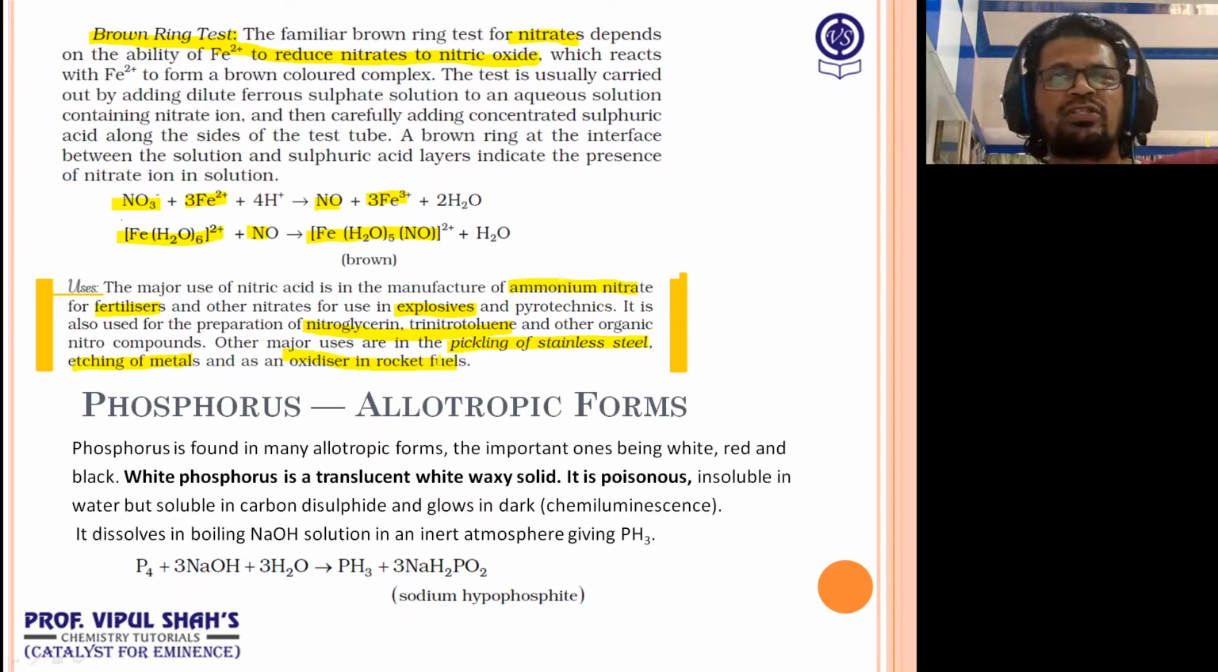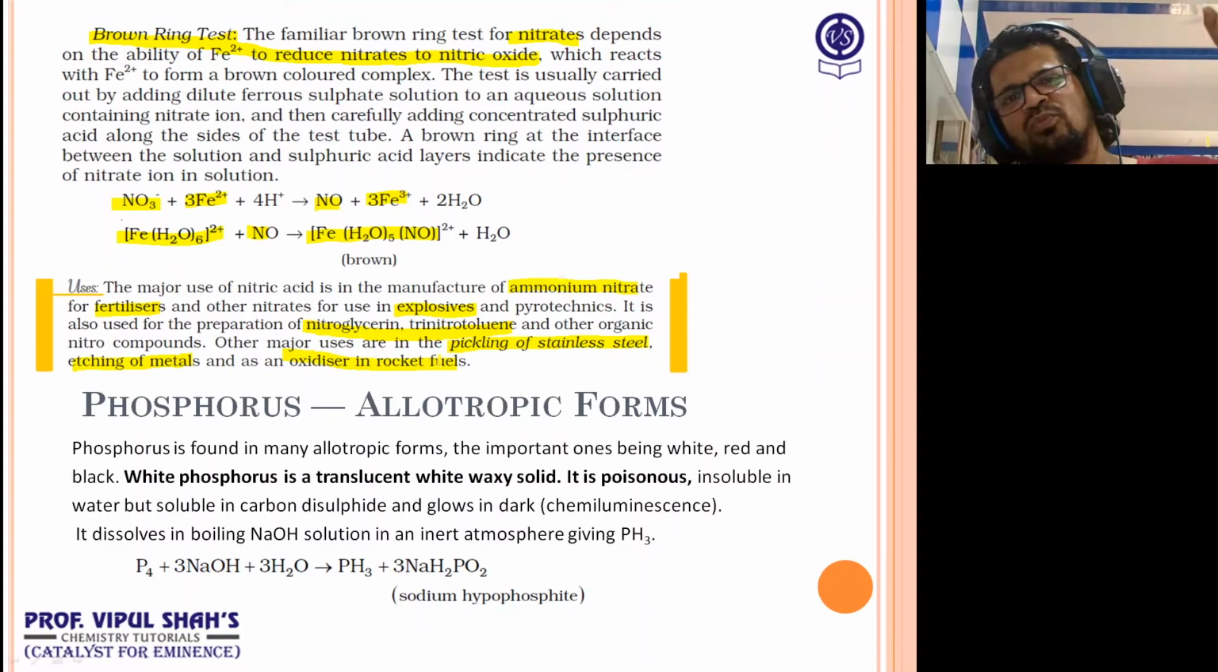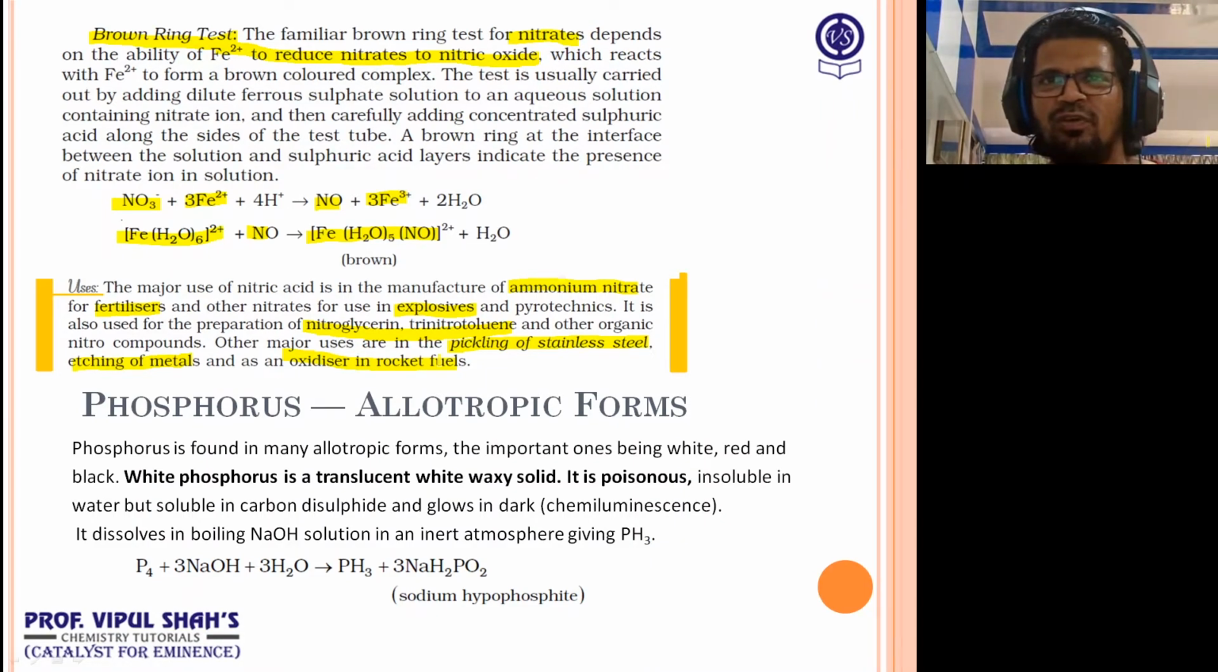We all know phosphorus is just below nitrogen. Nitrogen was atomic number 7, so 7 plus 8 is 15, so that's phosphorus. Now phosphorus is there in many allotropic forms. Allotropy we discussed: same chemical properties but different physical forms. That's what we call allotropy. Now there are 3 allotropes: white phosphorus, red phosphorus and black phosphorus. Now white phosphorus is a translucent white waxy solid.